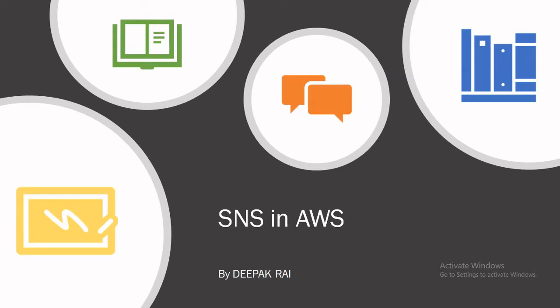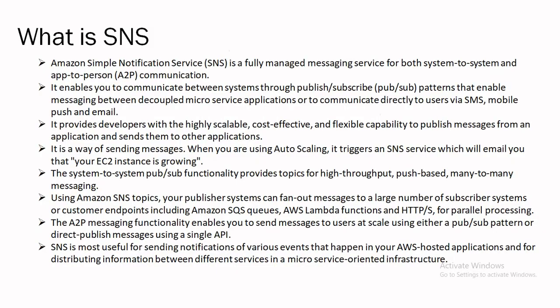Let's begin with SNS. So first of all, what is SNS? Amazon Simple Notification Service is a fully managed messaging service for both system-to-system and app-to-person communication. It enables us to communicate between systems through publish and subscribe. You can see that pub/sub patterns enable messaging between decoupled microservice applications or communicate directly to users via SMS, mobile push and email.